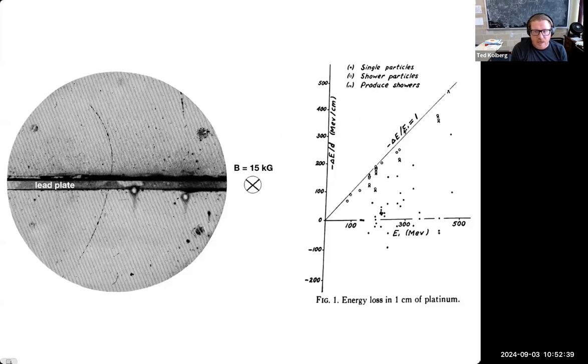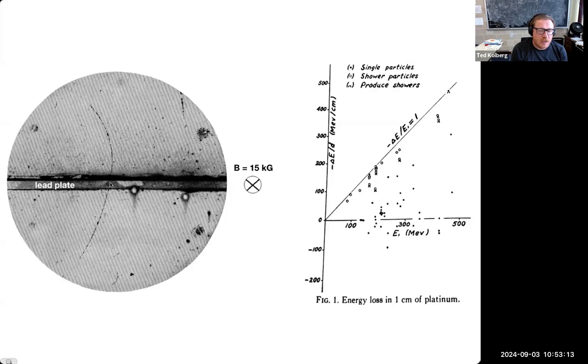What Anderson and his colleagues notice is that if you plot the energy loss, this would be dE/dx in modern parlance, on the vertical axis, versus the energy of the particle itself as calculated from the curvature. So this vertical axis comes from how much the curvature changes going through the plate, and this x-axis comes from just what the initial curvature is. If you make a scatter plot, you can see that there's basically at least two populations of particles here.